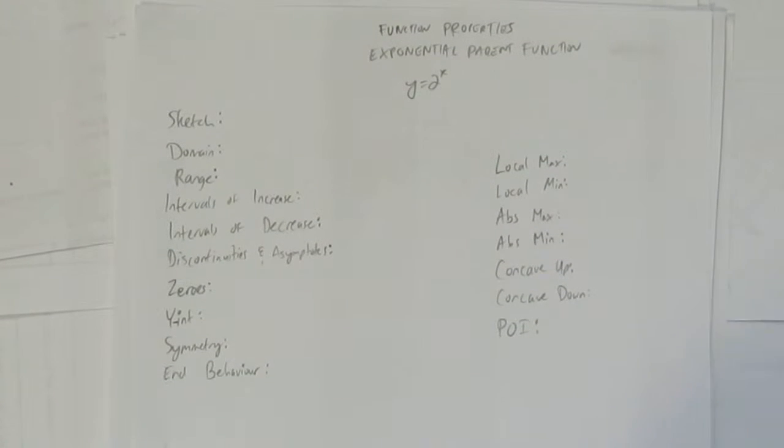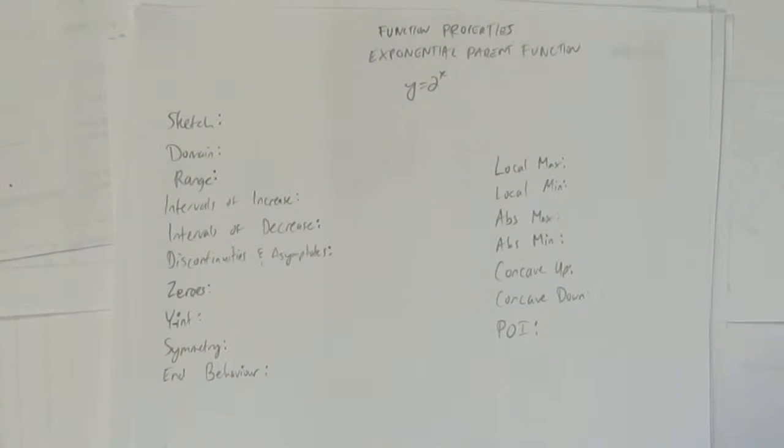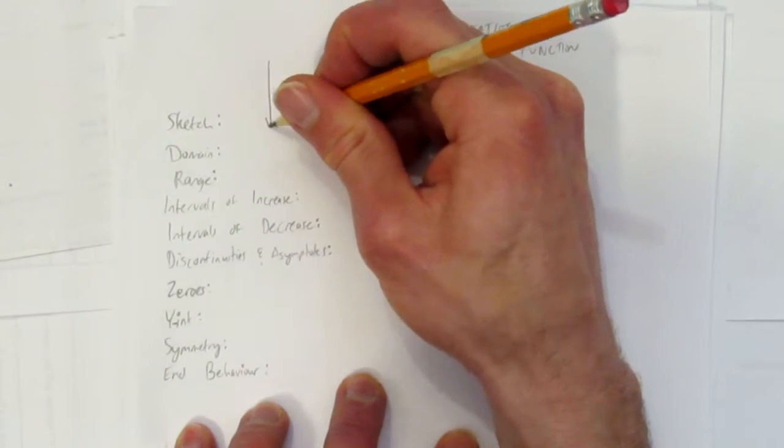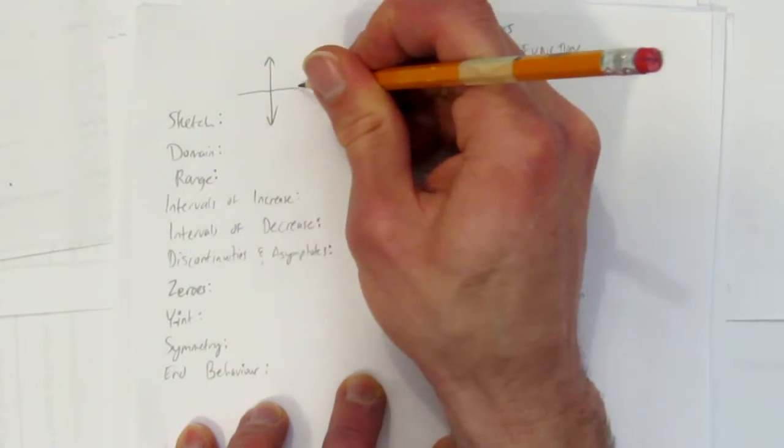In this video, we'll look at some function properties. Particularly, we're going to look at the exponential parent function y equals 2 to the power of x. So it's helpful if you're familiar with what this function looks like. Here's a sketch. I'll draw my x and y axis.